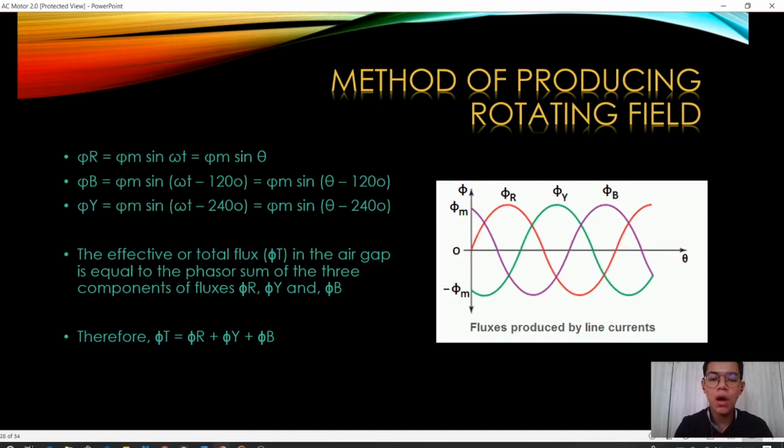This is all of the mathematical calculation of producing a rotating field. The effective or total flux in the air gap is equal to the phase sum of the three components of flux: flux R, flux Y and flux B, or the total flux equals flux R plus flux Y plus flux B. That's how we get the rotating field. I will now pass my presentation to the next presenter.